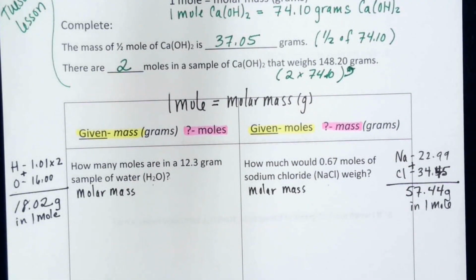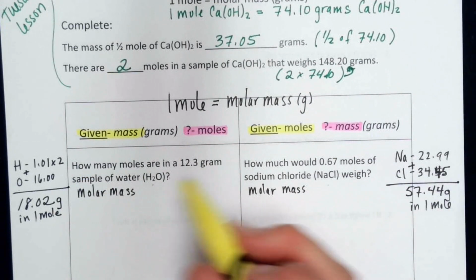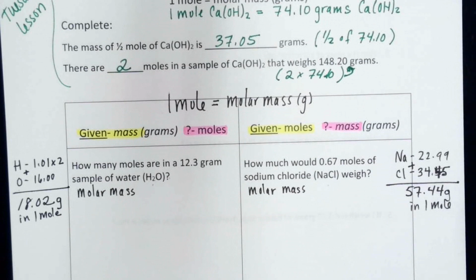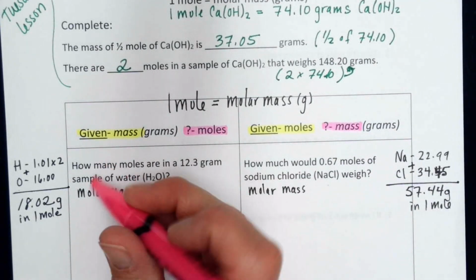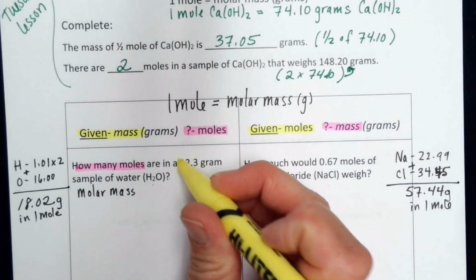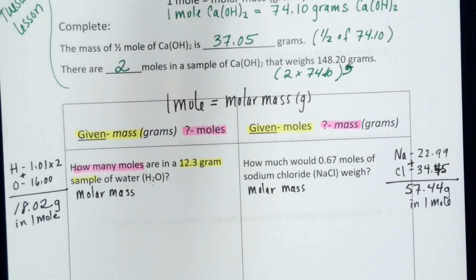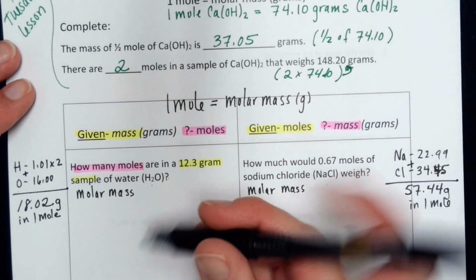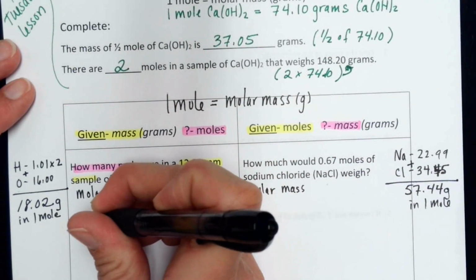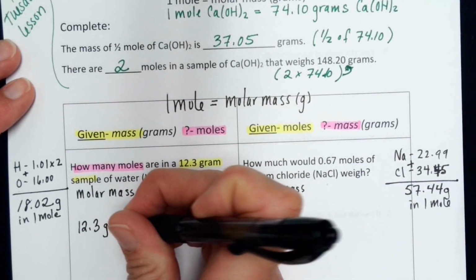Okay, so now let's get into what we're actually doing. So in the one on the left, it's asking for how many moles. So that's what we're looking for, is how many moles are in a 12.3 gram sample. So our given is 12.3 grams of water.